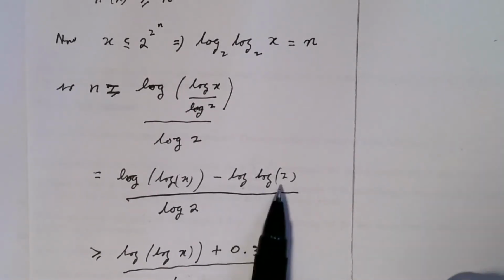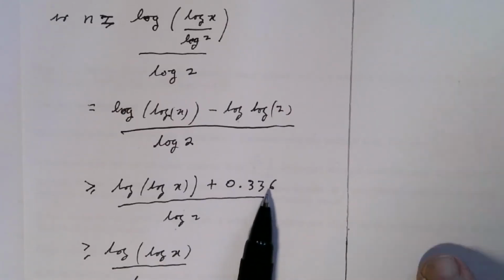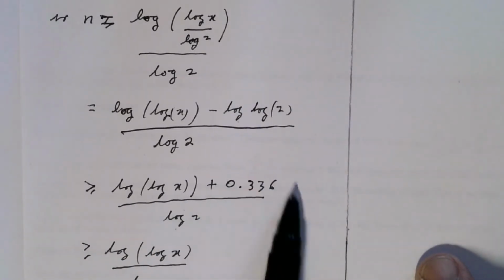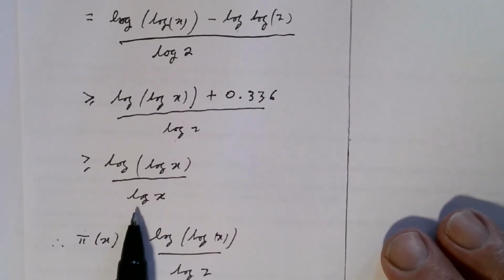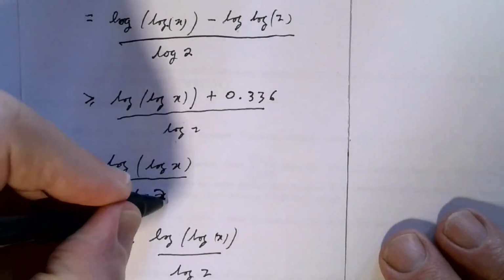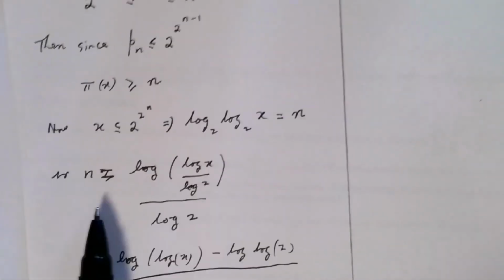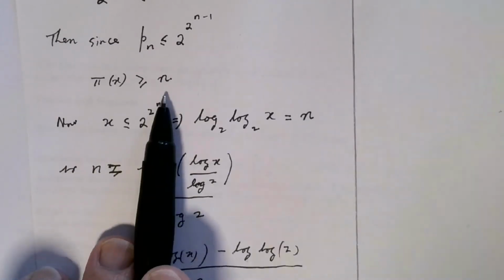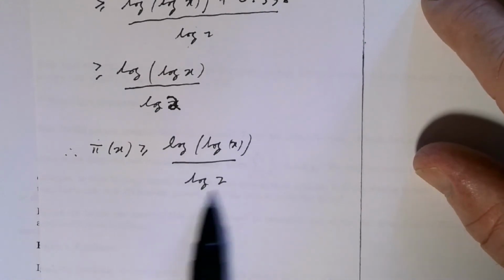Now the log of 2 is negative 0.336 approximately, so I can write this as bigger or equal to that, and then I'll toss that away and just say it's bigger or equal to this. So log of x on log 2, that should be there. That was my n, so we found a formula for n, and we found pi of x was bigger or equal to n, and so we conclude that pi of x is bigger or equal to log of x on log 2.